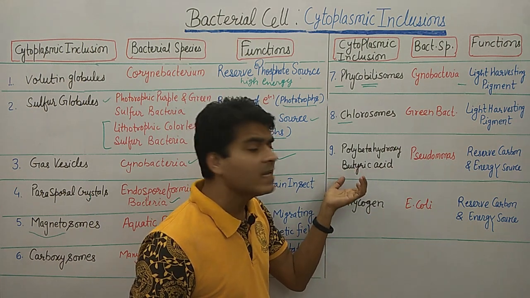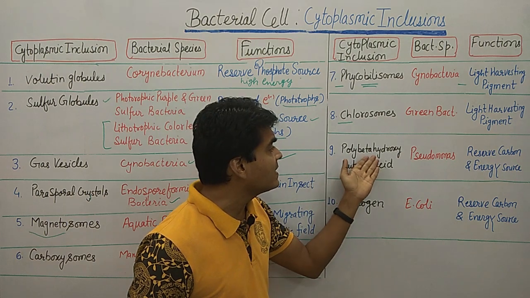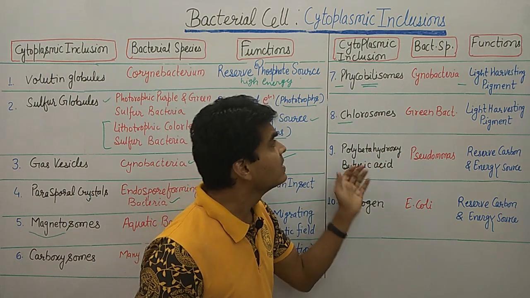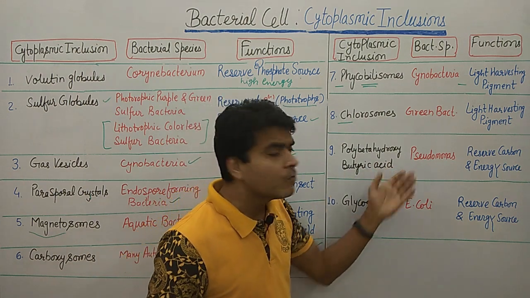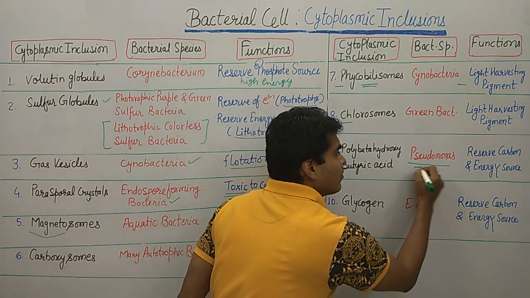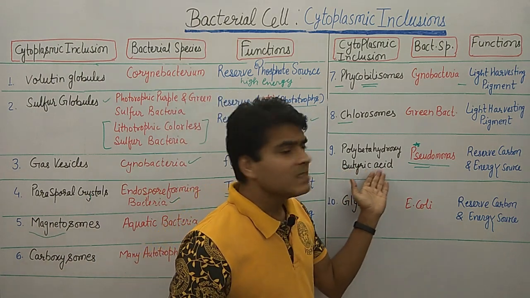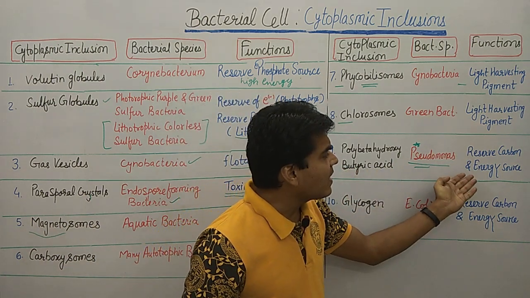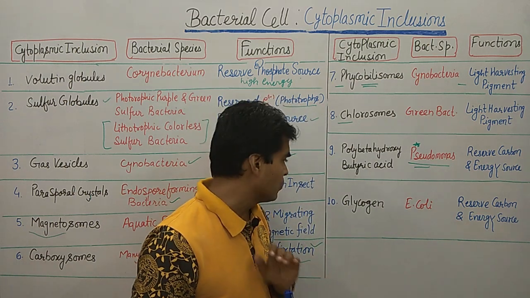Then poly beta hydroxybutyric acid. Some granules contain poly beta hydroxybutyric acid. Which type of bacteria contain them? Pseudomonas is one of the species. Remember this, it is an important one. And what is the function? It is the reserve carbon and energy source.